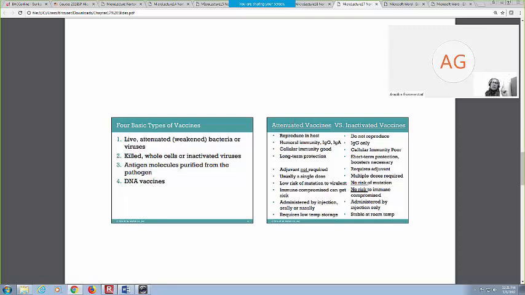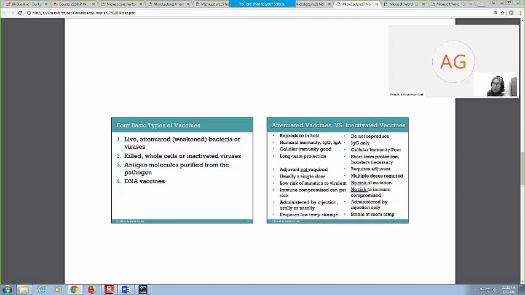So as I mentioned, this is attenuated. It's able to reproduce. It's very effective with one dose. It doesn't need any extra help from an adjuvant. And for example, if we have a pathogen where the fecal-oral route is the route of transmission, a live attenuated form of that pathogen can actually spread outside of the individual that's vaccinated to populations that haven't been vaccinated, and so it can be beneficial in helping with herd immunity.